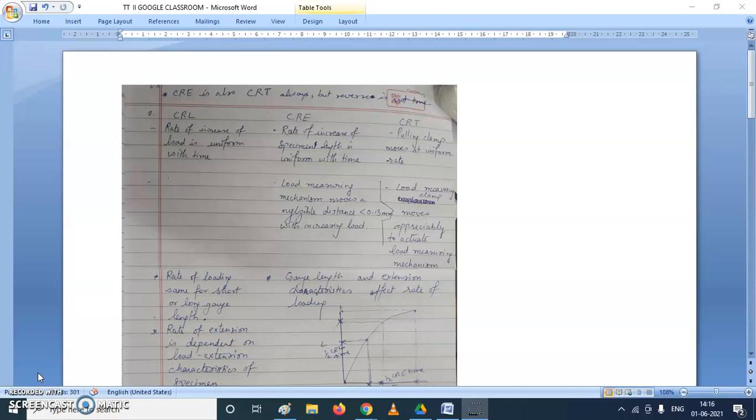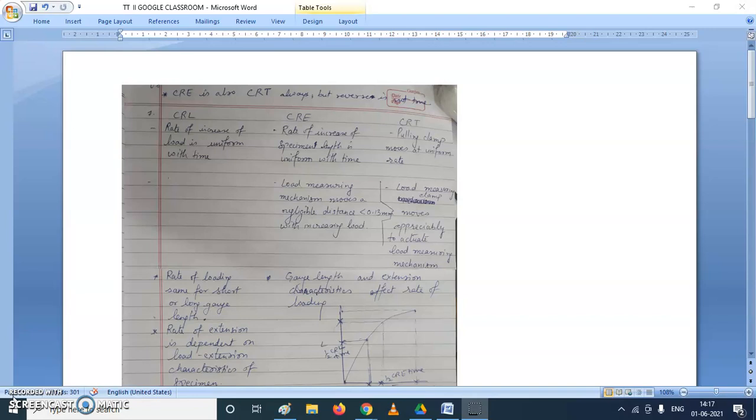Now how do we measure the load which is being produced in the sample? How to actuate the load measuring mechanism? Load measuring mechanism needs to be actuated by using the upper jaw. And when we use the upper jaw to measure the load, then the upper jaw has to be moved. There is some sort of movement in the upper jaw. If that movement is less than 0.13 mm, which is considered negligible by ASTM standards, then we say the instrument is CRE.